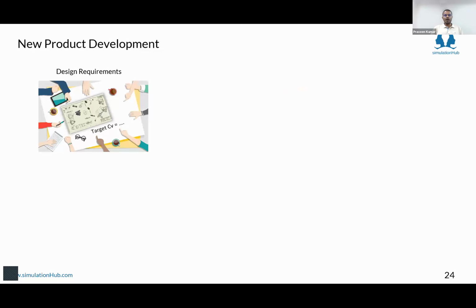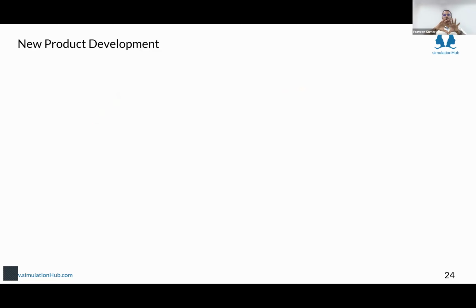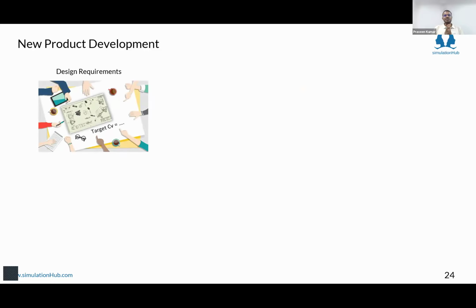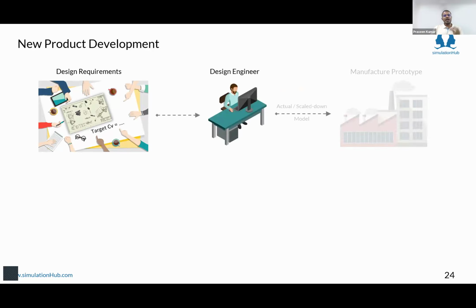So how do these flow loop tests come into the whole workflow of new product development? Let's say the company decides to launch a new product. It comes up with a design requirement, in short, like target flow capacity and so on. That goes to the design engineer, who designs the valve, and it goes to manufacturing for the prototype of the first design.